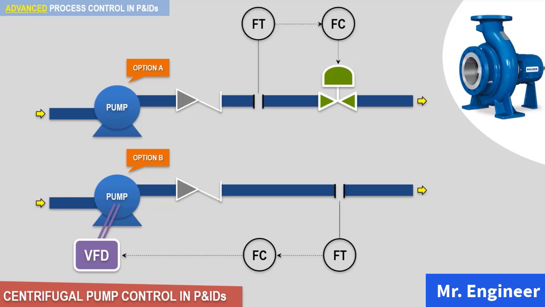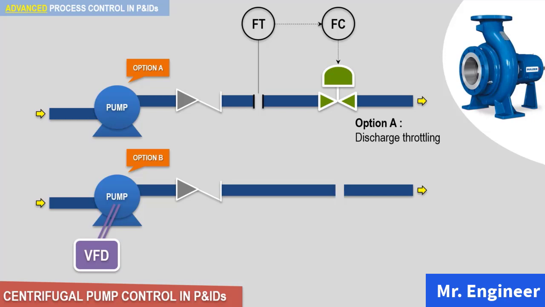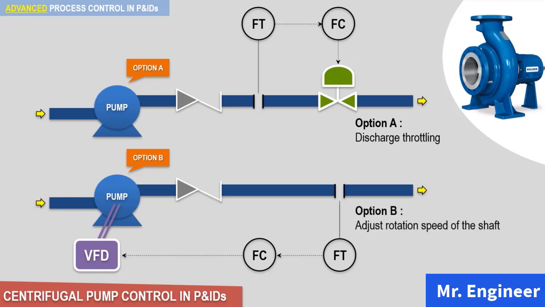This option is also called discharge throttling. Here, a control valve is installed on the discharge line of the pump. Option B shows control using a signal from the flow controller to the variable speed drive. Here, the variable speed drive, or VSD, is installed on the electromotor of the pump. This option controls the flow by adjusting the rotation speed of the pump shaft.